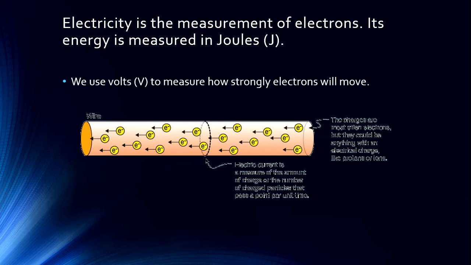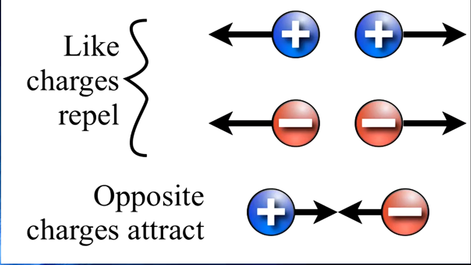Electricity is basically the measurement of electrons. Its energy is measured in joules, and we use volts to measure how strongly these electrons move in electricity. If you remember, we studied the atom. In the atom we had protons and electrons. Remember, protons have a positive charge and electrons have a negative charge.